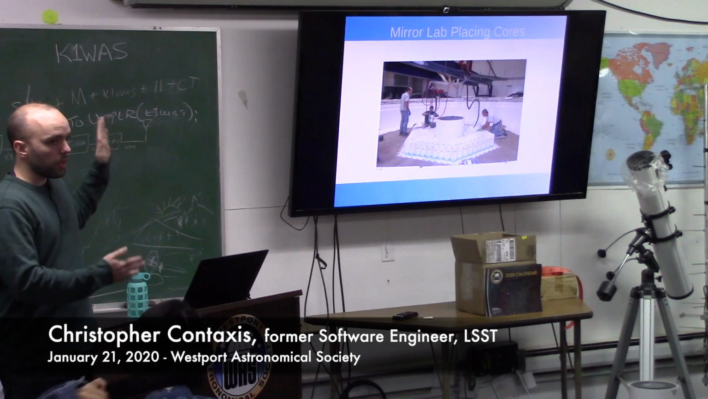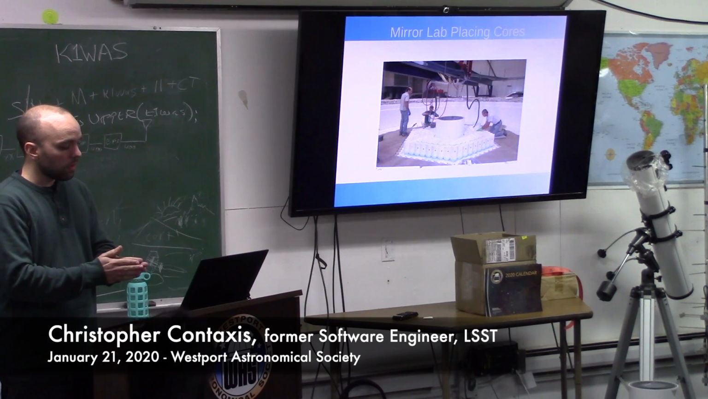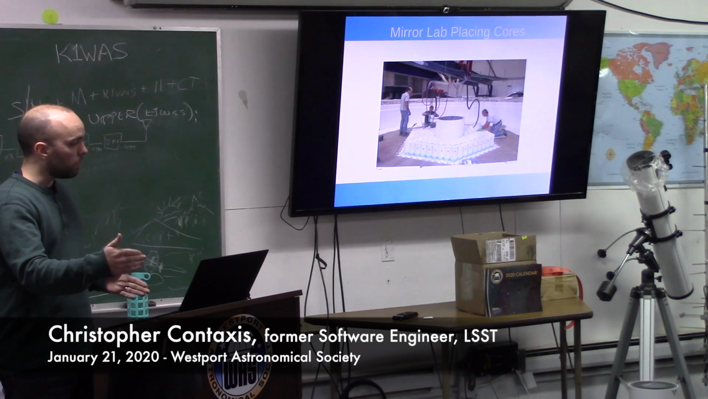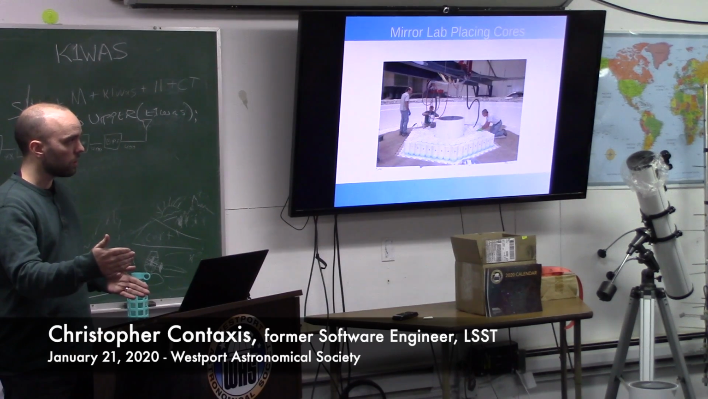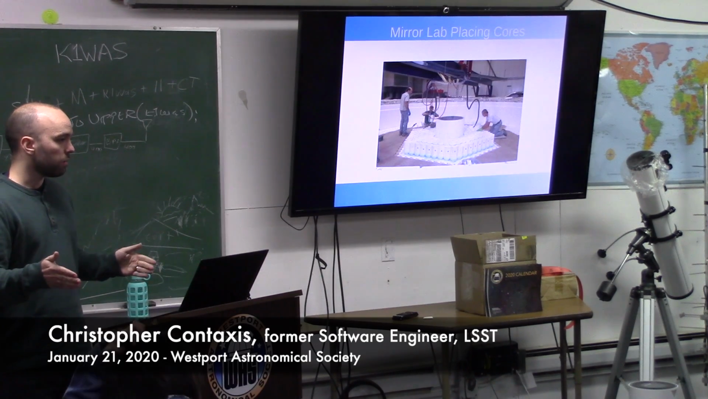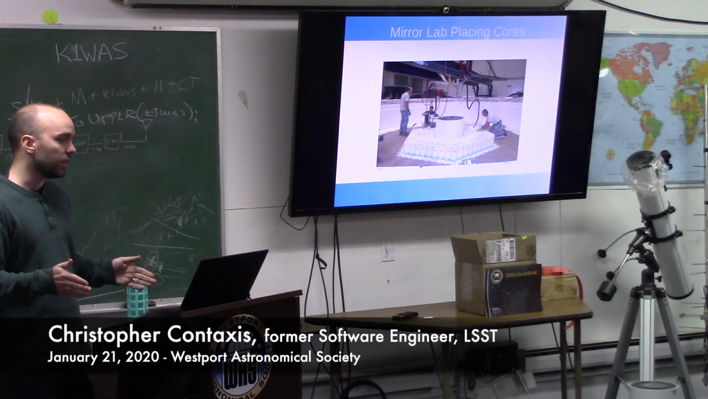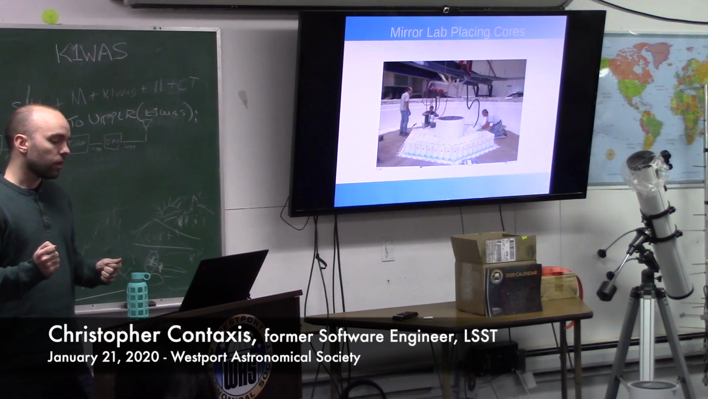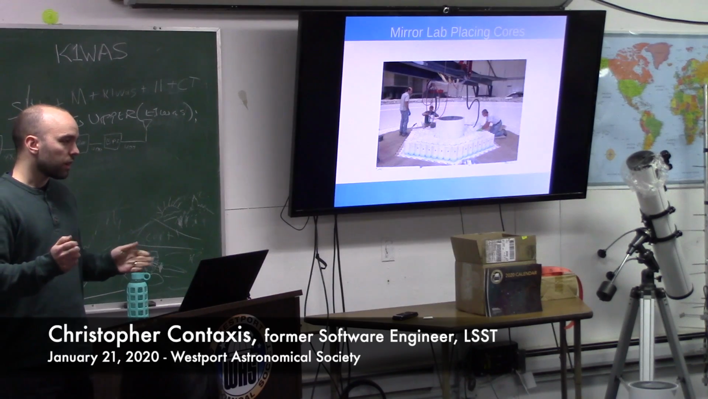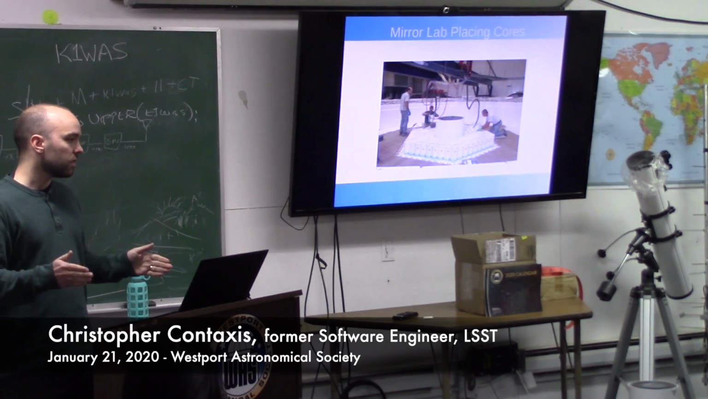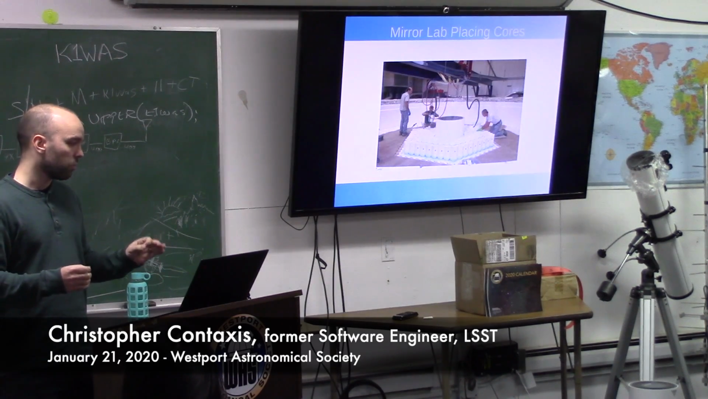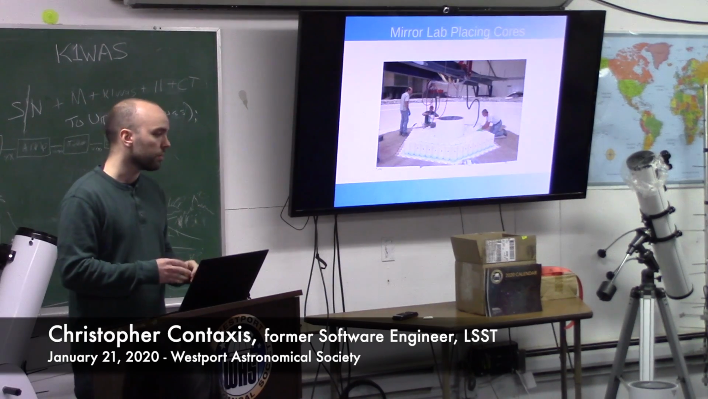So where LSST comes in is it does see very deep. I mean, it goes to 26, 27 magnitude stars in a 3.5 degree by 3.5 degree picture. So it sees very, very deep. But it's not cut out for the types of science that you would want to get to, like really observing a supernova or something like that.